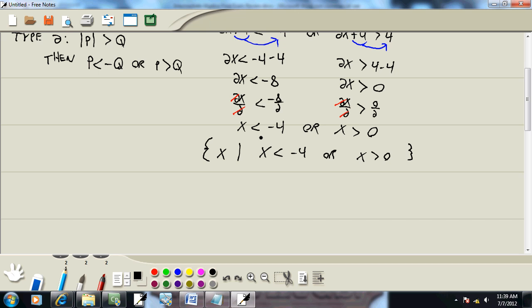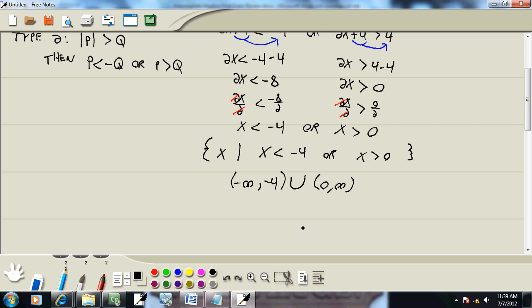Now, if I write this in interval notation, x is less than negative 4 would look like this. Since it's less than negative 4 and not less than or equal to, that's why there's parentheses here. And there's always parentheses on infinities because we never reach that. Now, x is greater than 0 would look like this. Again, same idea. Parentheses on the 0 because this is a greater than versus a greater than or equal to. And "or" is union in the interval notation.